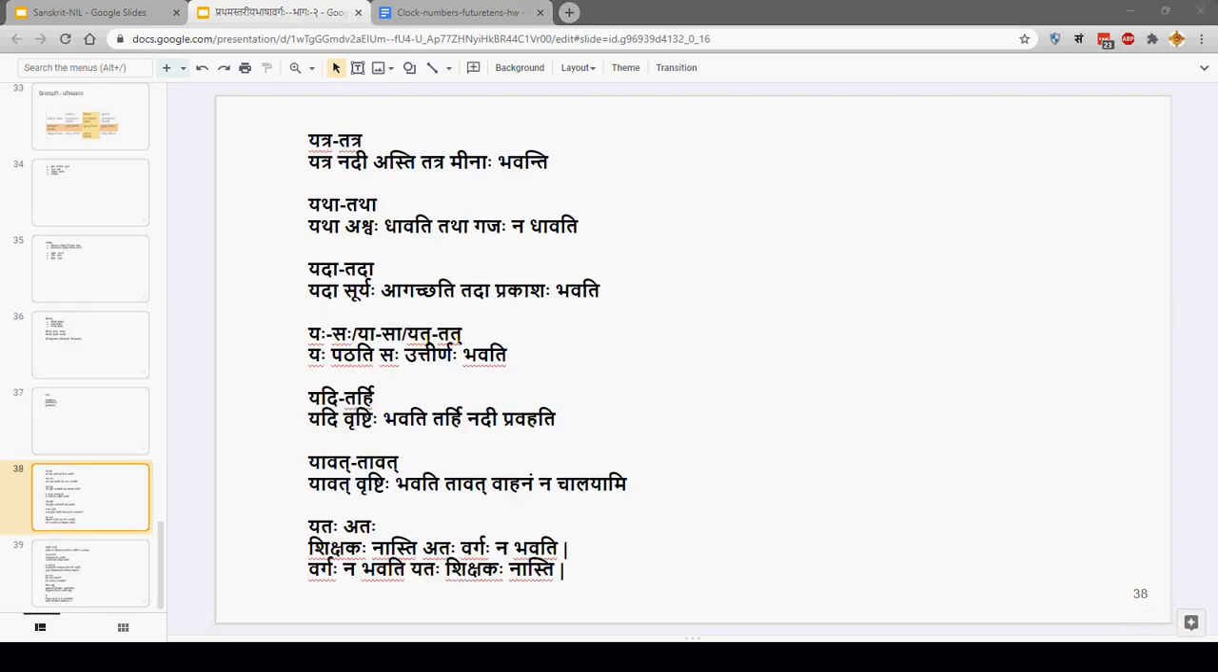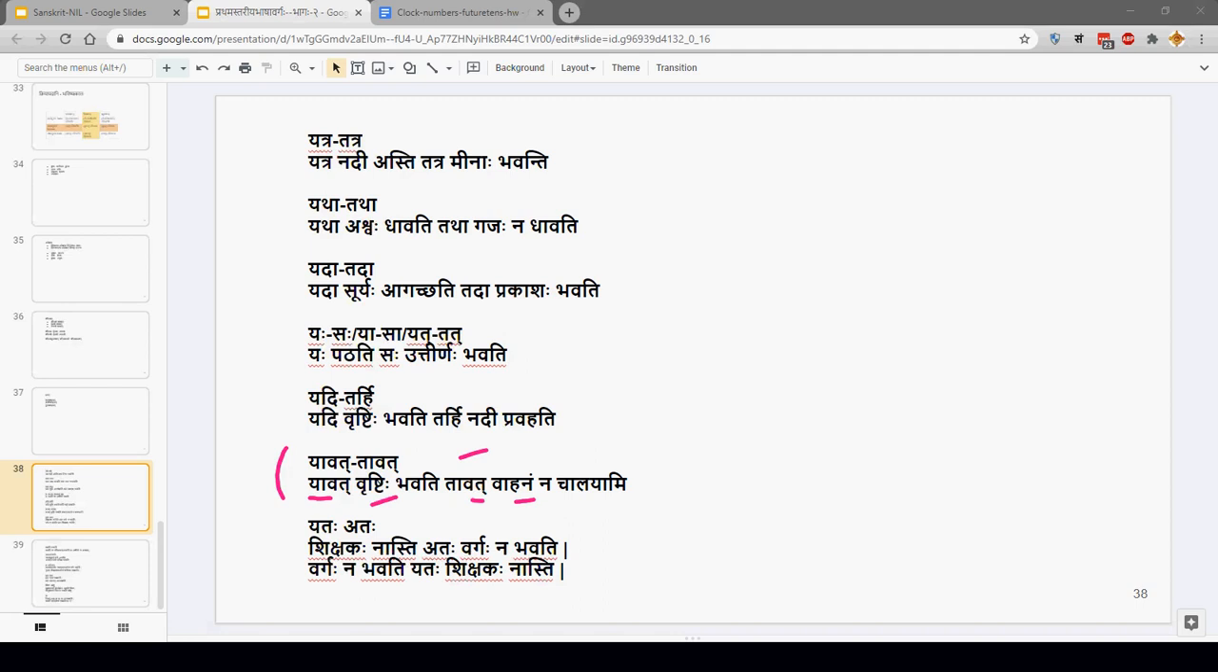And then about this yavat tavat. If you are using this yavat tavat pair, it has two different usages. The usage shown here means until then. It's like yavat vrishti bhavati, as long as it rains, tavat vahanam aham na chalayami. Until then I am not going to drive the vehicle. So in this sense these are used as fixed form words. We don't have to worry about the lingam of yavat, because vrishti is a strilingam word and vahanam is a napunsakalingam word. Even then yavat tavat remains fixed here, because we are using it in the sense of as long as and until then.